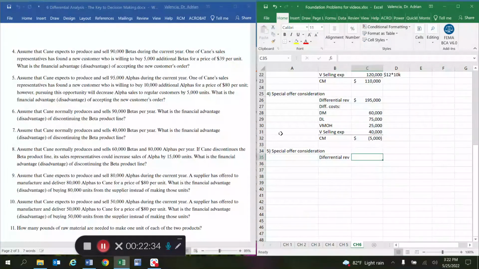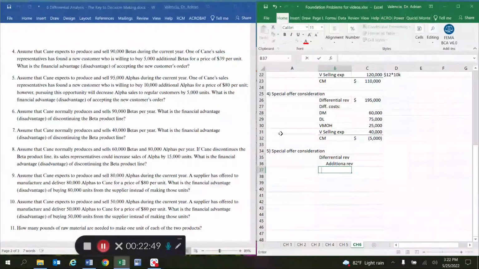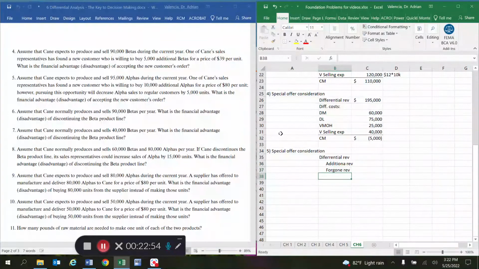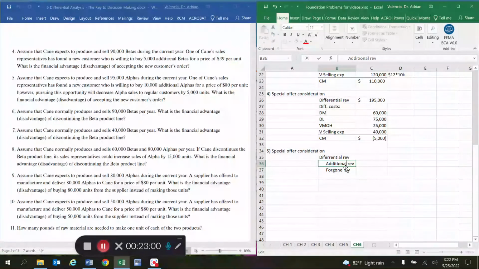Okay, so there's going to be 2 things in the differential revenue that I'm going to consider. One of them is the additional sales, so additional revenue. And then there's another component, which is foregone revenue. So keep that in mind. If I accept this additional revenue for 10,000 units, that's going to be an extra amount of revenue of $80 times 10,000 units. Okay, so that's straightforward.